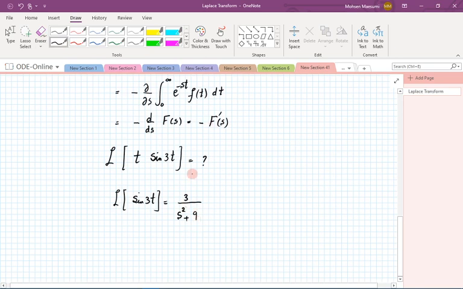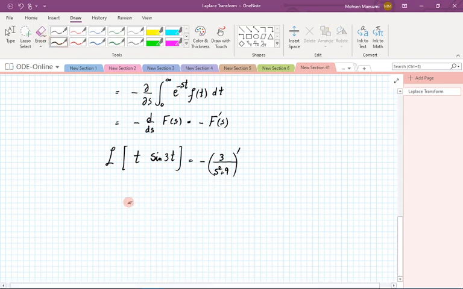So what does this formula say? This formula says you have to differentiate this. It's just an s. You have to differentiate with respect to s and flip the sign of it. So what we have to do is minus 3 over s squared plus 9, the whole thing prime. So let's go ahead and carry this thing out. Let me make room.